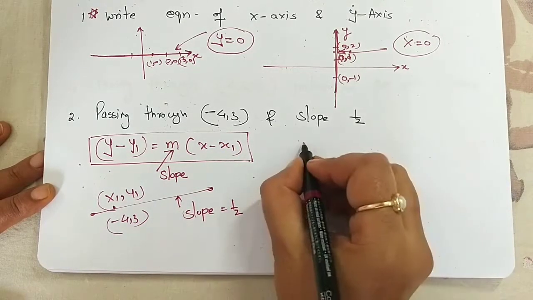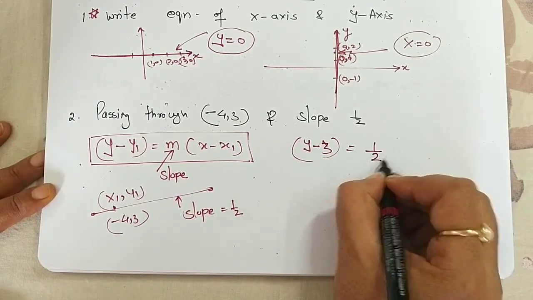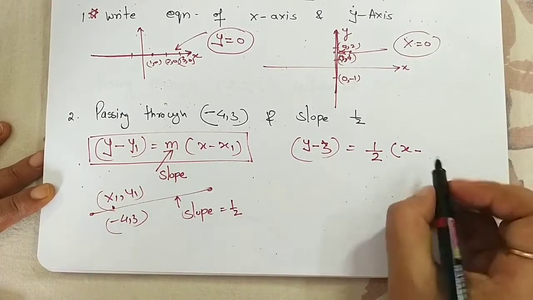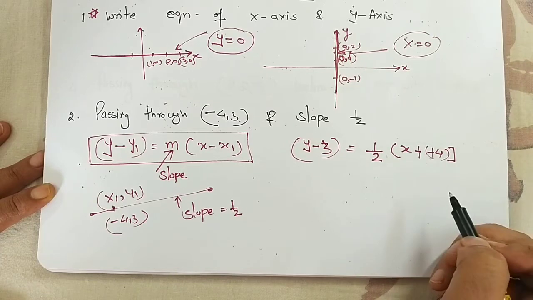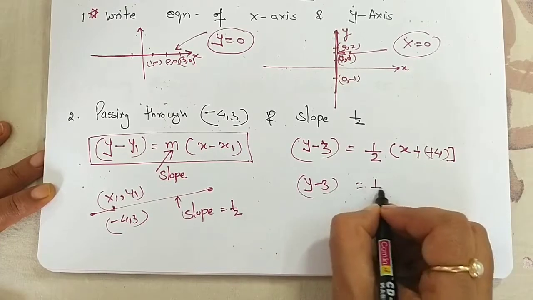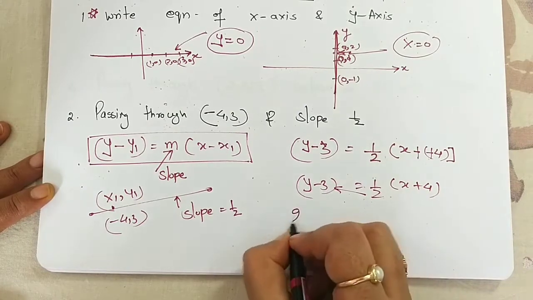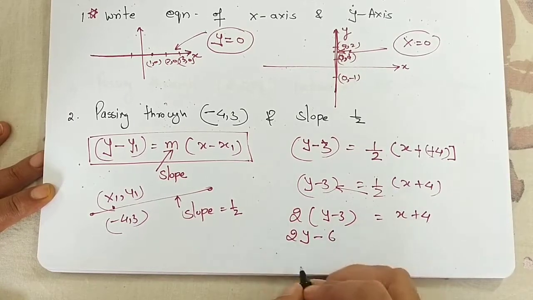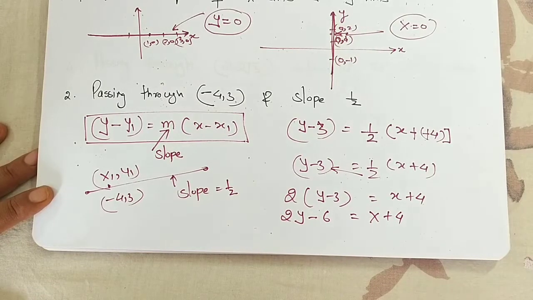So y minus y1 is y minus 3, is equal to 1 by 2, m is 1 by 2, into x minus x1, where x1 is minus of minus 4. Now minus and minus will become plus. So what will be the equation? y minus 3 is 1 by 2 times (x plus 4). Can I take this 2 here? So this will be 2 into (y minus 3) is x plus 4, which is 2y minus 6 is equal to x plus 4.